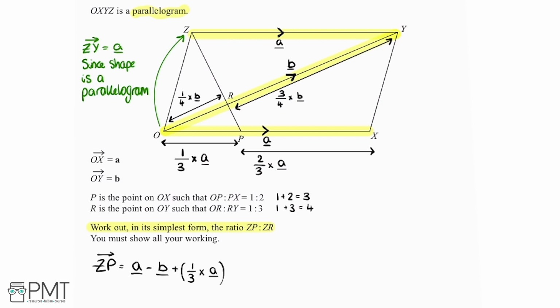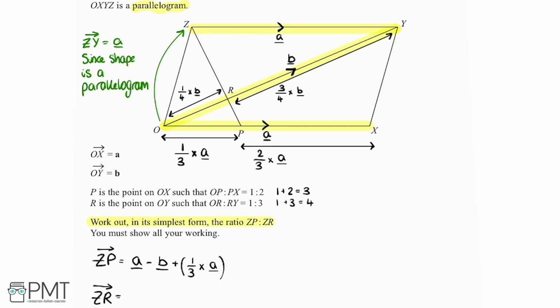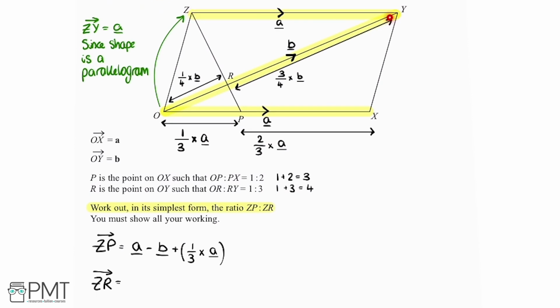Great, so now we've got the other part of the ratio, ZR. Again, we can go Z to Y, so A, and then go back, but this time we only want to go back this far. So we go back minus 3 over 4 multiplied by the vector B. Writing that out, we have the vector A and minus 3 over 4 multiplied by B.